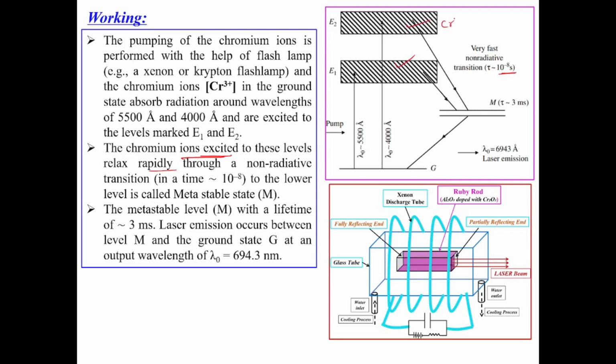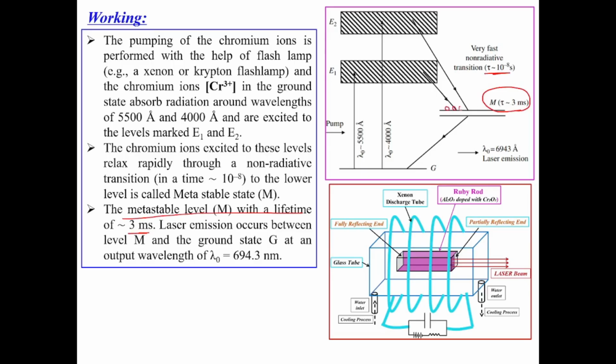So these are the upper levels. The chromium atom will stay in this upper level for 10 to the power minus 8 second, and it will come down to another state, that is your metastable state. So this is the metastable state M. After exactly 10 to the minus 8 second, chromium atoms excited to E2 and E1 relax and come down to the metastable state, named M, by a non-radiative transition. The metastable state has a lifetime of 3 millisecond, which is very large as compared with this one.